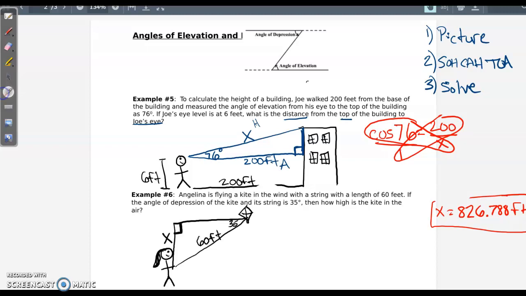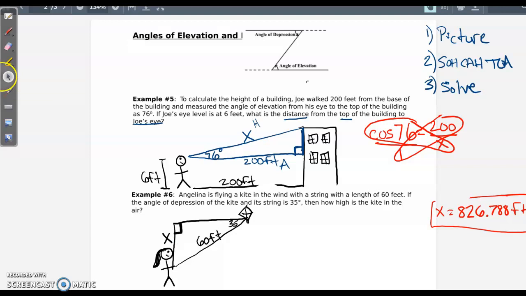Here I have Angelina, and here's the string of the kite. Said it was 60 feet. Kite's up here. The angle of depression is pointing downward, making that right triangle right here. And the other side we're trying to find is how high the kite is in the air, and that is measured by this side of the triangle, x right here.